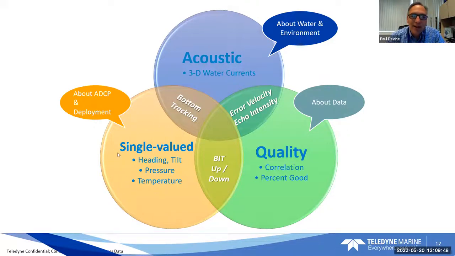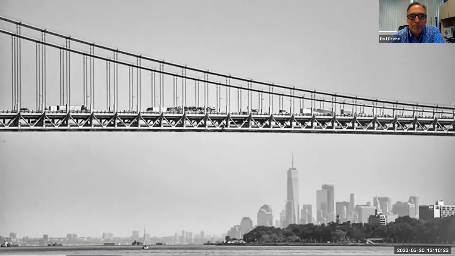what motion the ADCP had relative to the ocean, whether it was moving. We can measure that with bottom tracking or with an external INS. What direction was it pointed? Was it pointed up? Was it pointed down? What's the tilt, the pressure, the temperature? And then we're going to talk about the quality parameters, correlation, echo intensity and error velocity, and how all this relates to your end result, which is: what are my currents relative to the bottom?